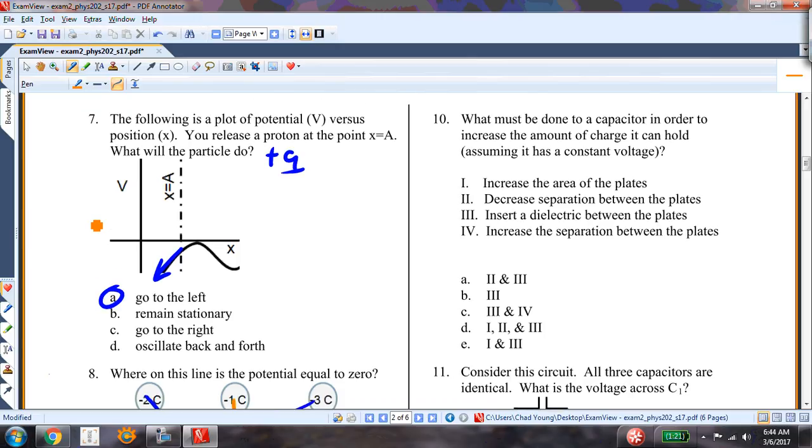What must be done to increase the amount of charge a capacitor can hold? Well, remember I have A over D, kappa, epsilon naught. If I increase the area of the plates, that increases the capacitance. If I decrease the separation of the plates, that also increases the capacitance. And if I insert a dielectric, that increases it too. If I increase the separation, that decreases the capacitance. So it's 1, 2, and 3.